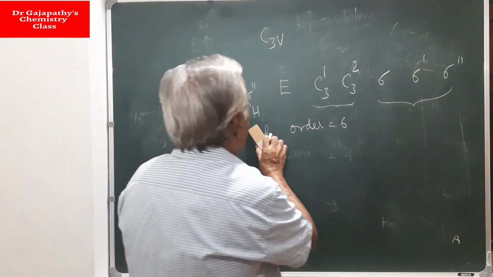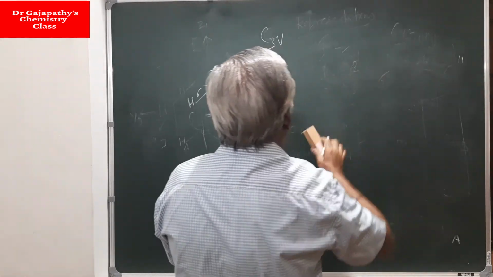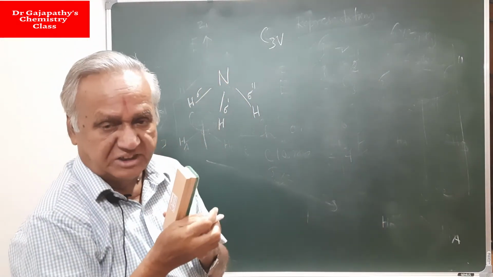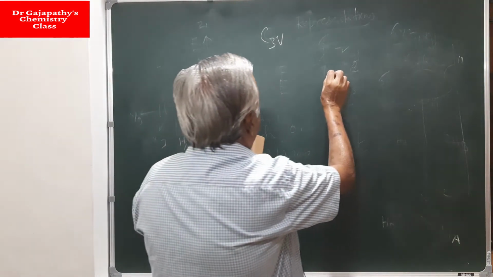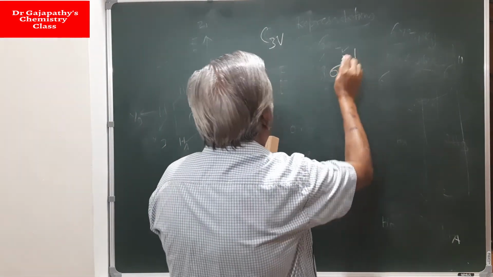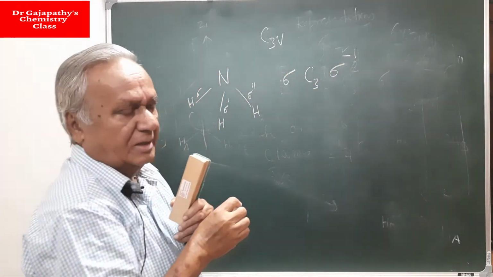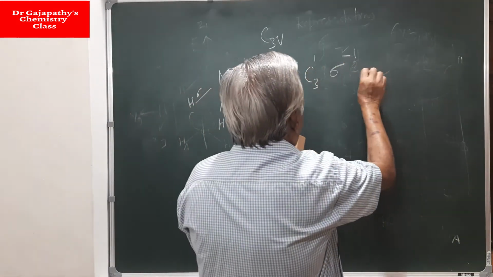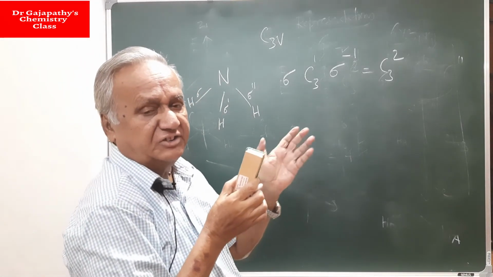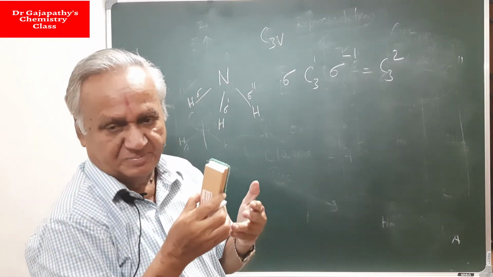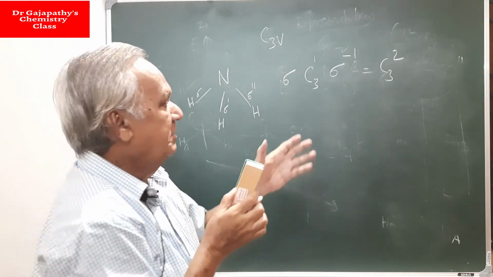Say for example, I want to find out whether C31 and C32 belong to the same class or not. The procedure I said is similarity transformation. Namely, let me do sigma inverse, C3 and sigma. If the result is C32, then I will say C31 and C32 belong to the same class. Otherwise, we will say that they belong to separate classes. Let me perform the operation.